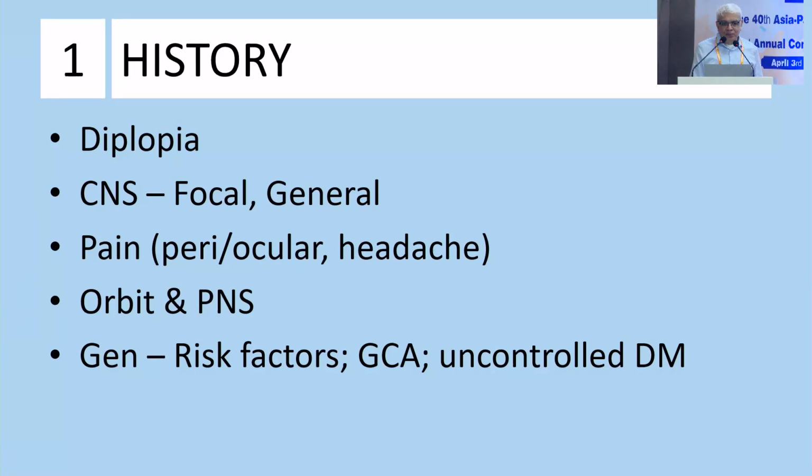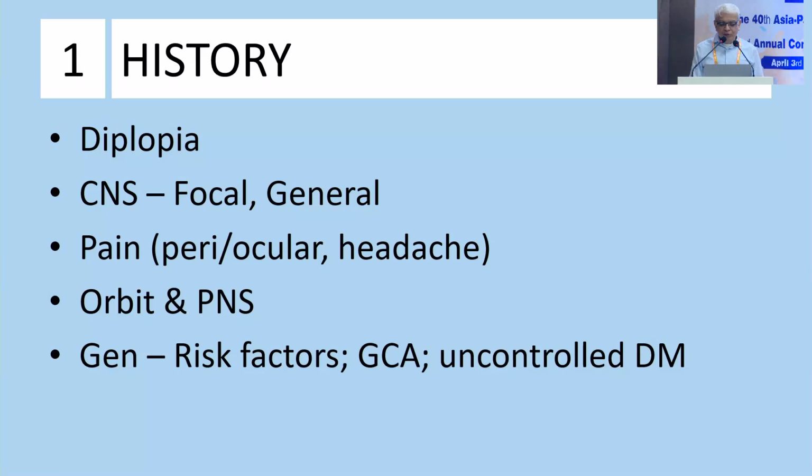So let me just go through the history quickly. Apart from the diplopia, please remember, depending on how patients present to you, whether it's in a ward or in your office, are there any focal neurological deficits? What about general things like cognition, things like headache, etc., which you need to keep in mind? Pain is very important. The presence of pain with diplopia, whether it's a periorbital pain or a periocular pain, the presence of headache, what kind of headache it is. Orbit and PNS, generally we forget about it, but please do remember it. Orbit signs may not be very prominent, they may be subtle, but it's up to us to pick it up.